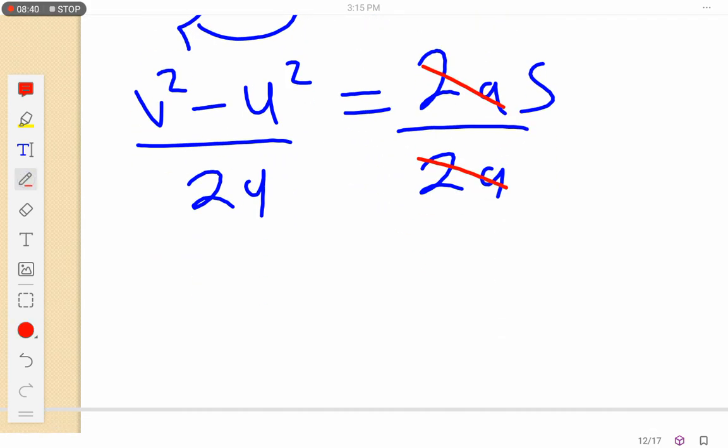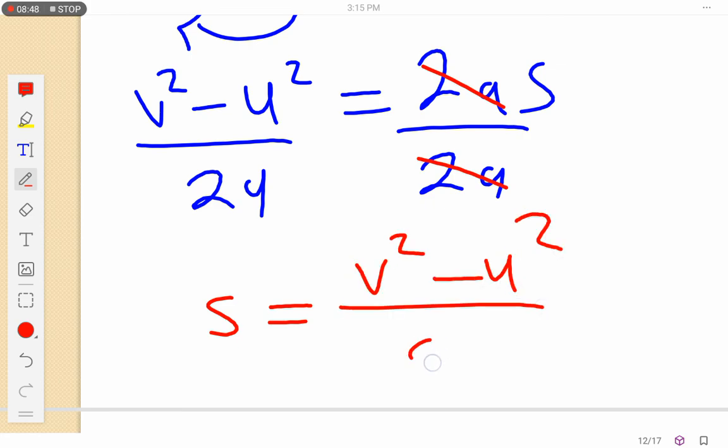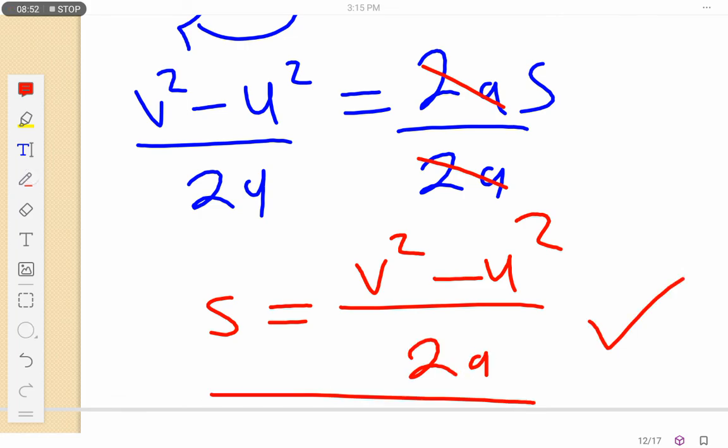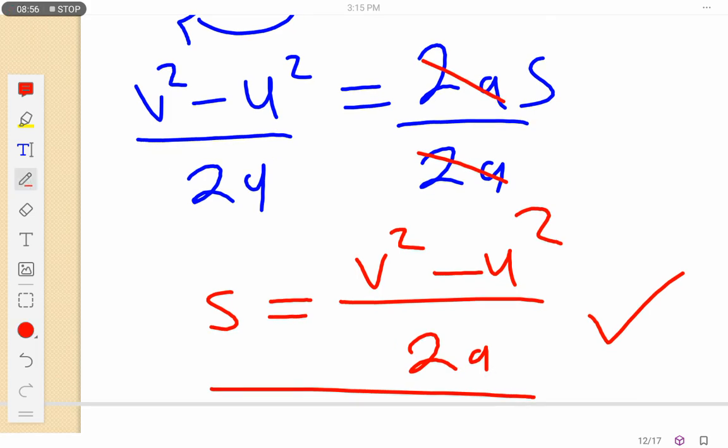So our S is equal to, S is the distance. I'm not doing physics there. So S is equal to V squared minus U squared over 2A. This is the formula when you want to find your distance, when you are given initial velocity, final velocity and acceleration there.